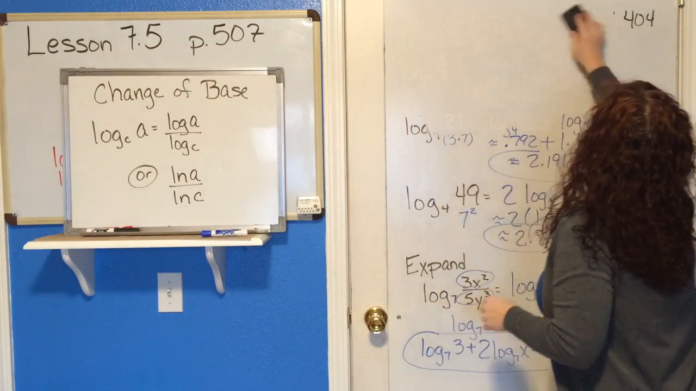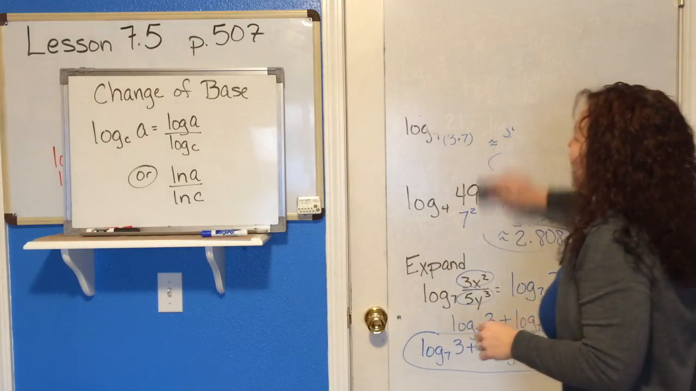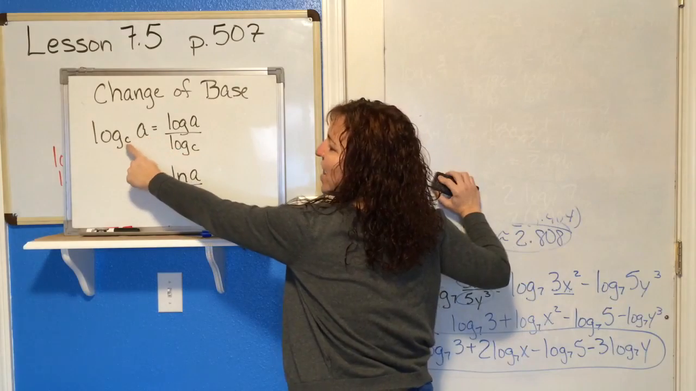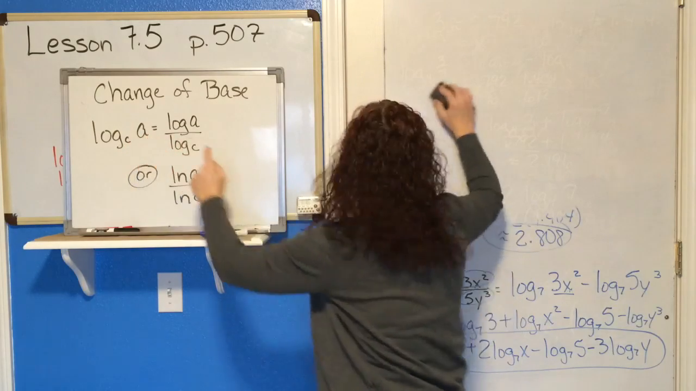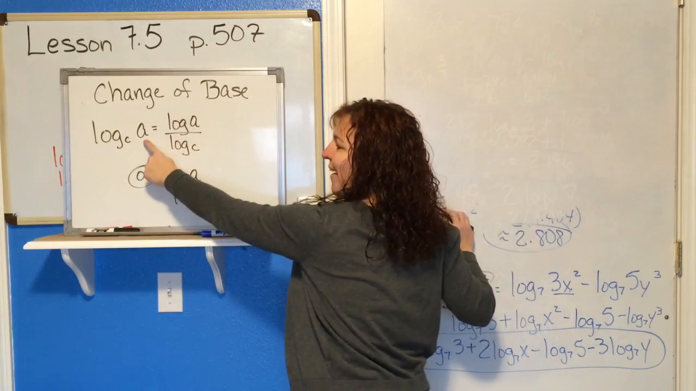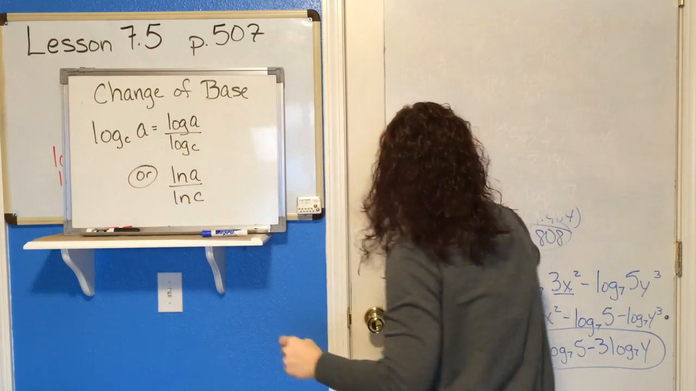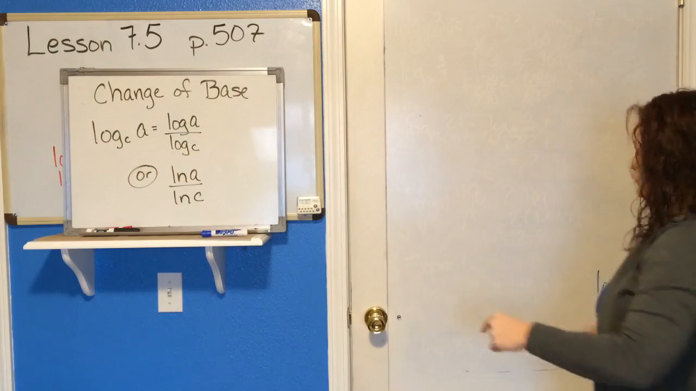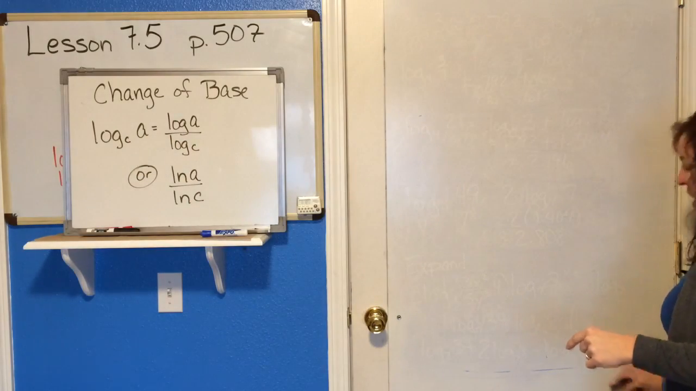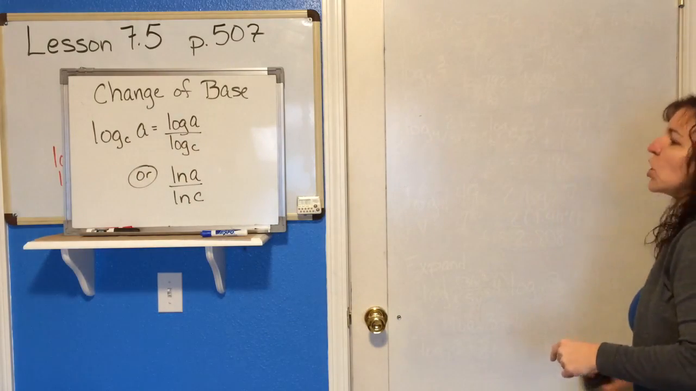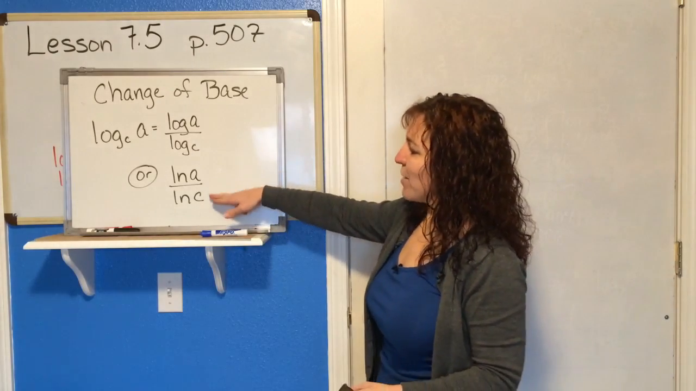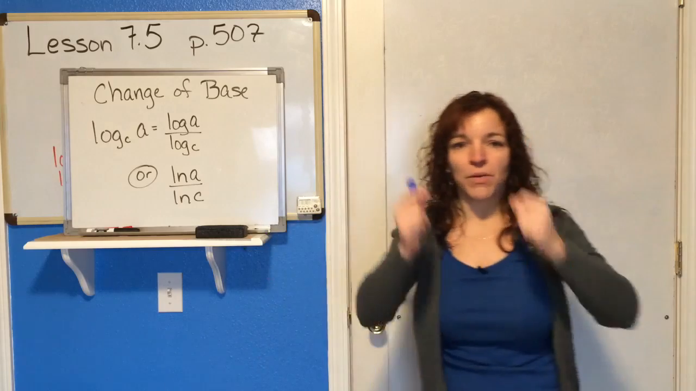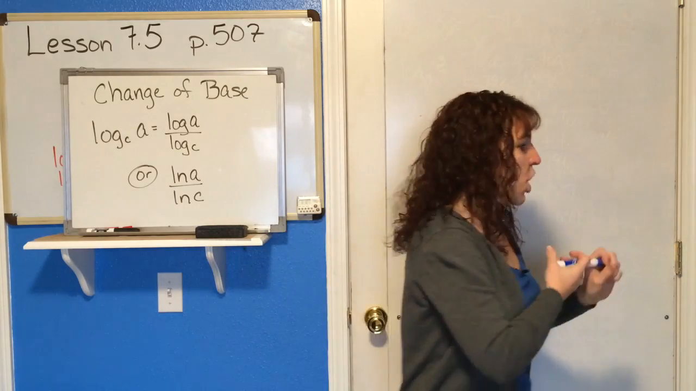The log base c of a is the same as log of a divided by log of c. So log of your log divided by log of your base. And the same thing will work with base e. So log base c of a is the same as natural log of a divided by natural log of c. And that's just a matter of if you can remember that, then you can change any log.